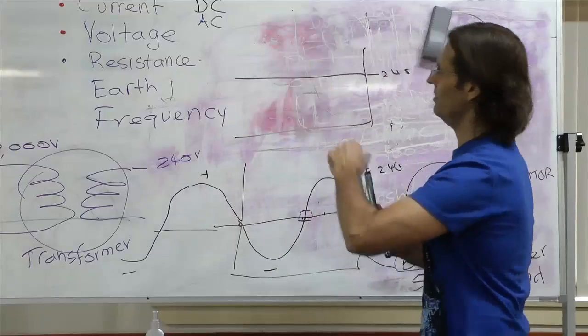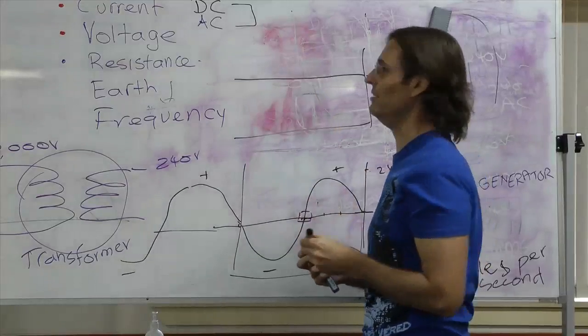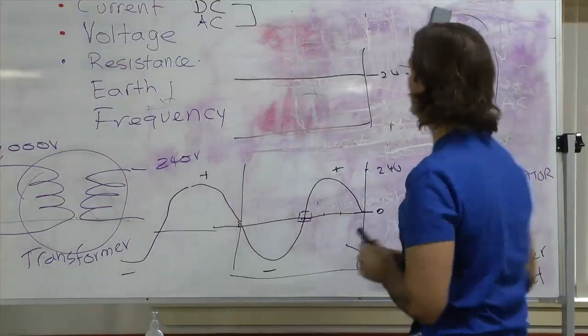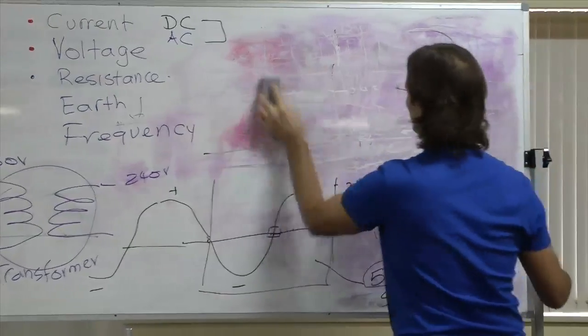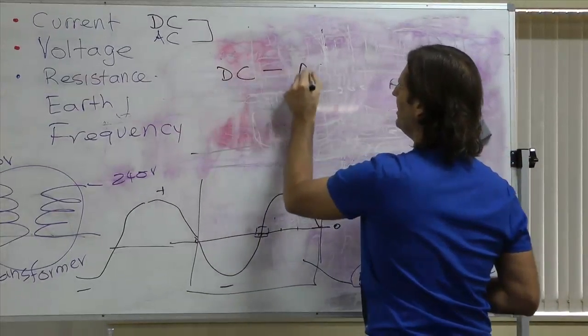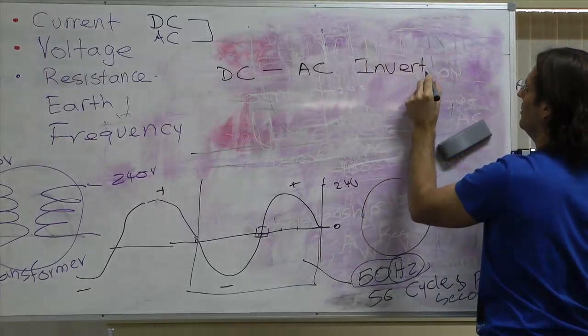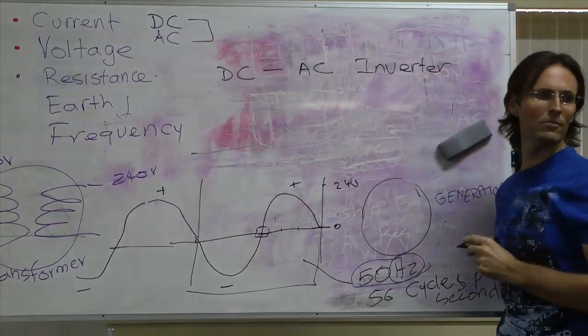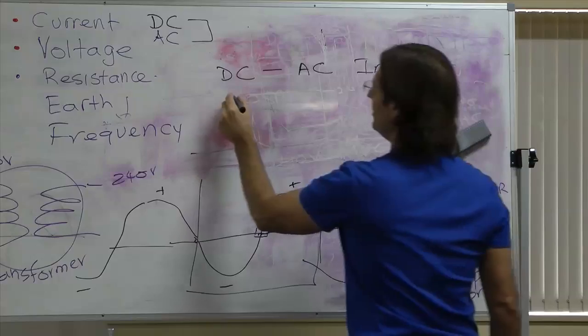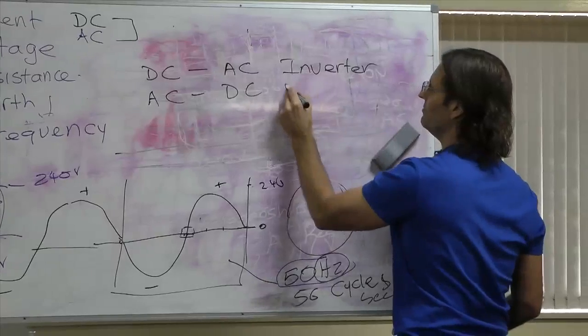Now, there is a device that converts between direct current and alternating current, and alternating current and direct current. And they are called different things. I'll just use the terminology so they understand. To convert between direct current and alternating current, that is often called an inverter. You heard of that term? Yep. To convert between alternating current and direct current, that is often called a rectifier.